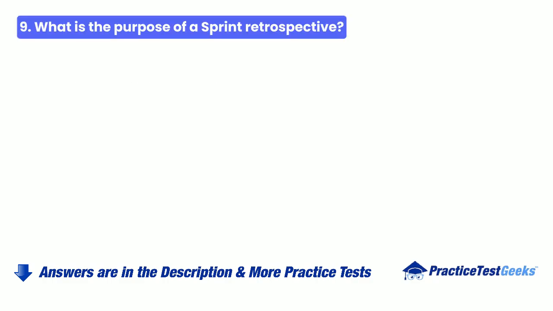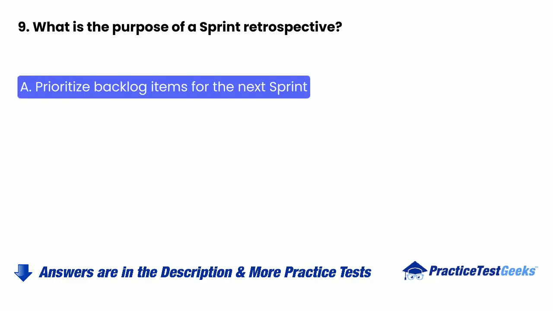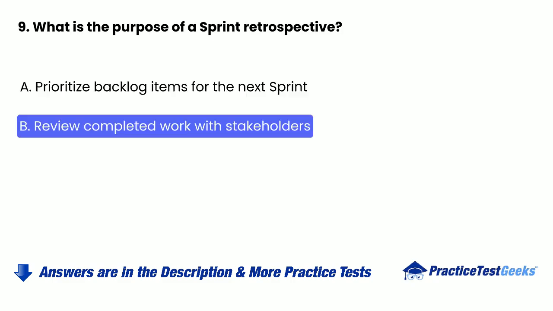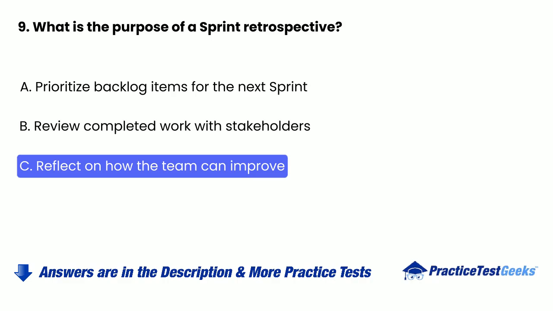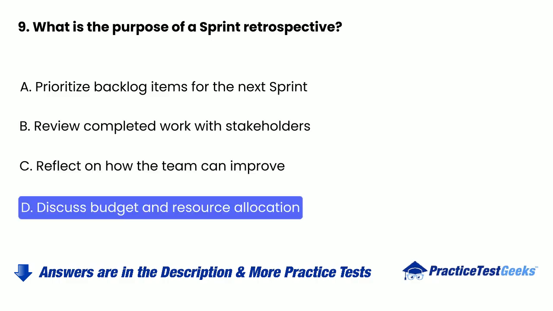Nine. What is the purpose of a sprint retrospective? A. Prioritize backlog items for the next sprint. B. Review completed work with stakeholders. C. Reflect on how the team can improve. D. Discuss budget and resource allocation.